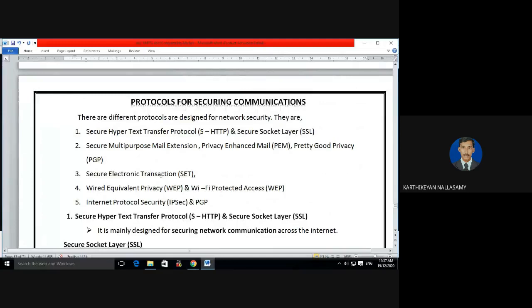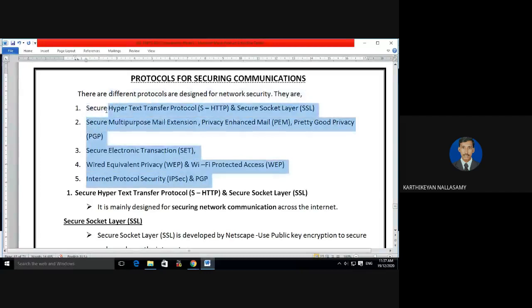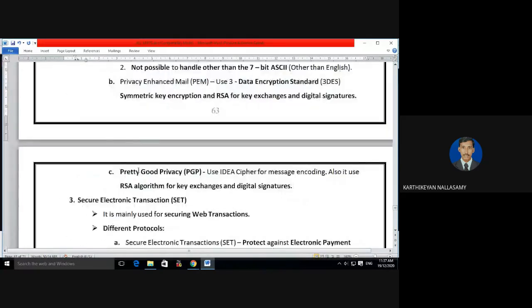And what are the different protocols normally used? HTTPS and SSL, secure socket layer. PGP we have for email security, and for electronic transactions we can use SET. For wireless privacy and Wi-Fi protection, we can use WPA, Wi-Fi Protected Access, and we can also use IP security for securing IP packets. These are some of the protocols normally used for securing your packets in networks.